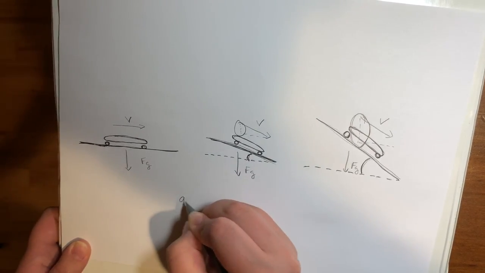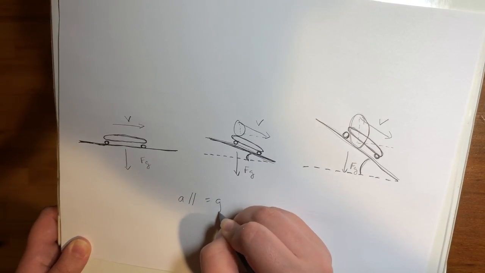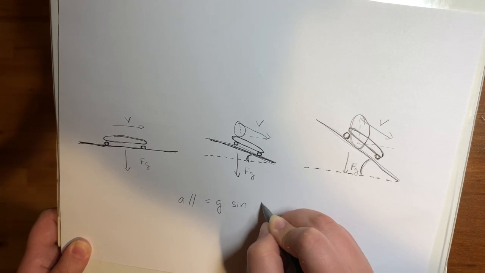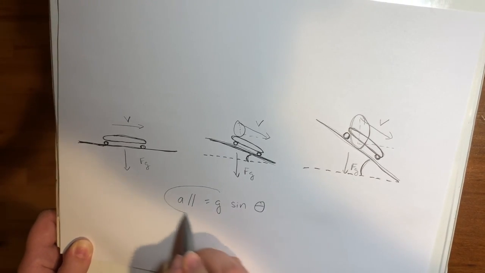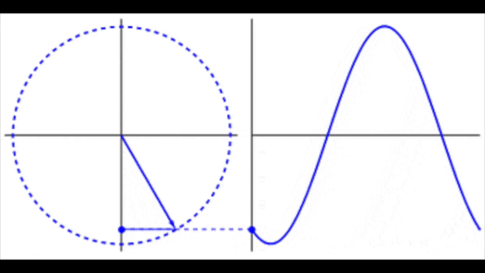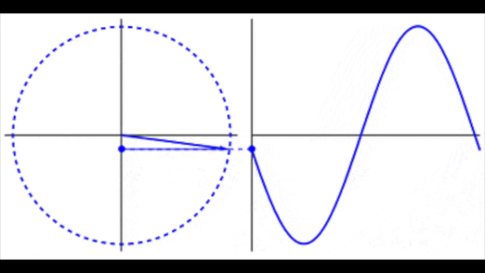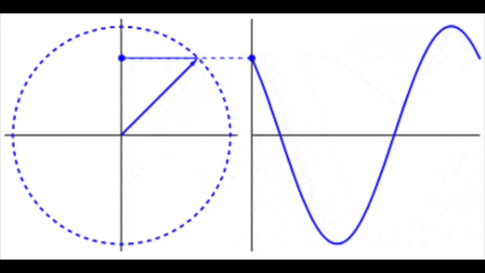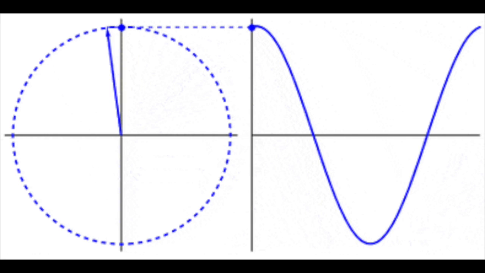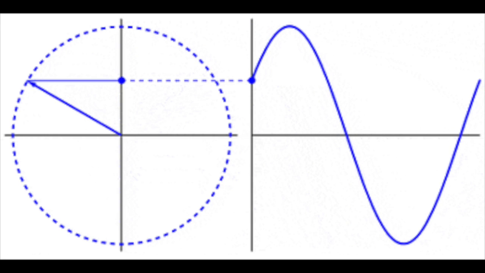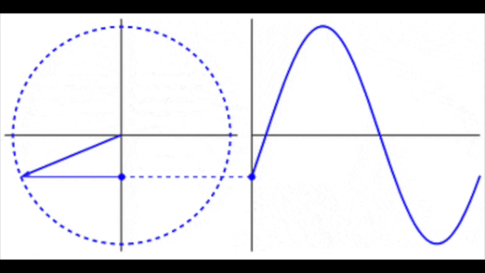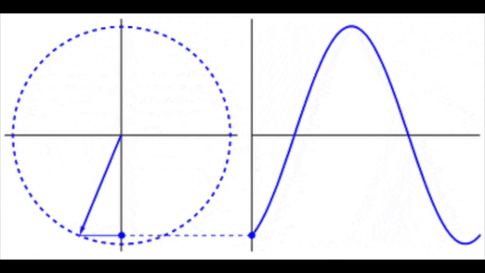Taking all of the factors not relating to friction into account, the equation for acceleration on a ramp is A parallel equals g sine theta. Mathematically, we know that sine has a local maximum of 1 at pi over 2, or 90 degrees. So we know that as the angle gets closer and closer to being perpendicular to the flat ground, the acceleration approaches g, which is 9.8 meters per second squared on Earth.